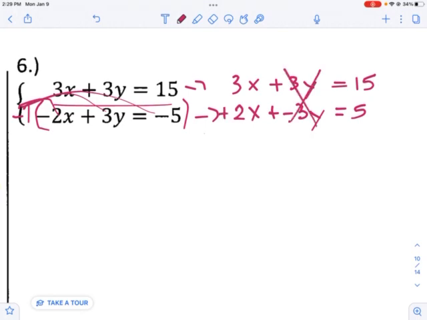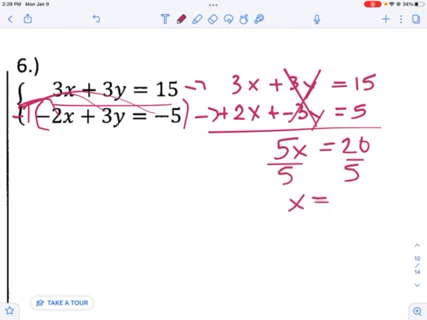All right, 3x plus 2x is 5x. 5 plus 15 is 20. And now let's solve for x. Divide by 5, and x equals 4. Now I'm going to go back and substitute into one of my original equations. I'm going to choose the top one just because there's no negatives. So I'll choose 3x plus 3y equals 15. And remember, x is equal to 4, so I'm going to substitute 4 in for x.